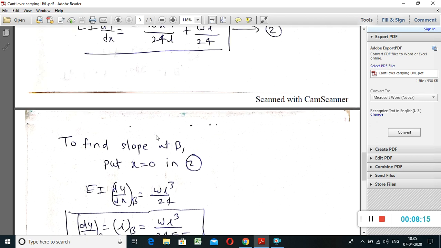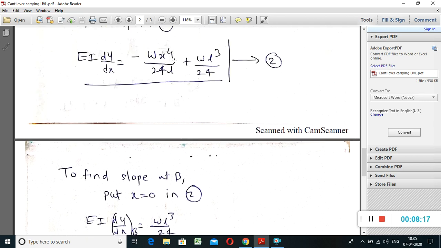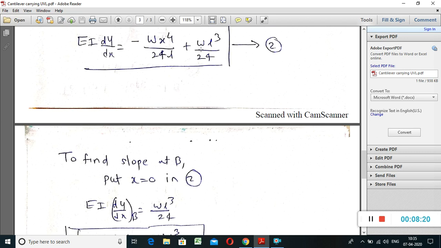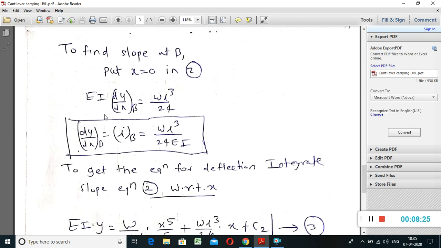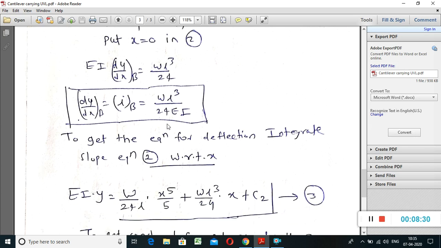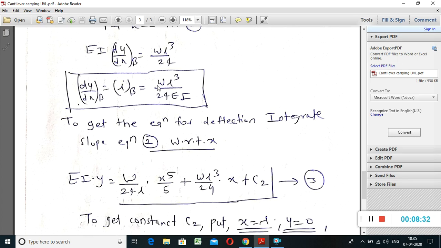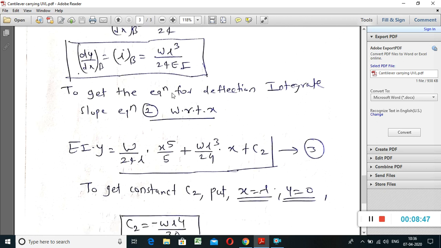So put x is equal to 0. The first term will naturally cancel. What remains is the second term only, that is WL cube by 24. So this is the slope value at the free end B, which is nothing but the maximum slope we will get at B. This value is coming positive. What does the positive sign mean? It means if you draw a tangent to the curve at point B, it will make an angle with the beam in the positive direction. So that is the value of slope at B, which is the maximum slope.